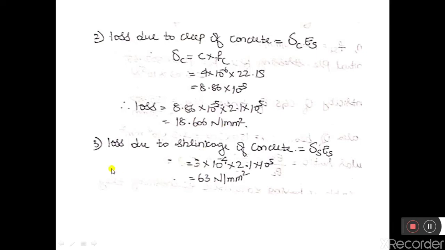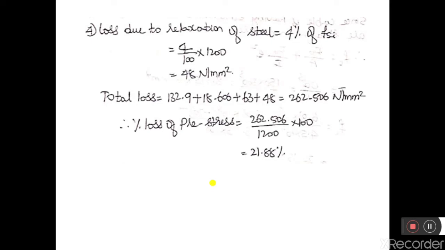In the next step, let us take up loss due to shrinkage of concrete. For loss due to shrinkage of concrete, we have the formula delta S into ES. Delta S is the shrinkage coefficient, given in the question, 3 into 10 to the power of minus 4. ES is Young's modulus of steel, 2.1 into 10 to the power of 5 Newton per mm square. Therefore, loss due to shrinkage of concrete is equal to 63.0 Newton per mm square.